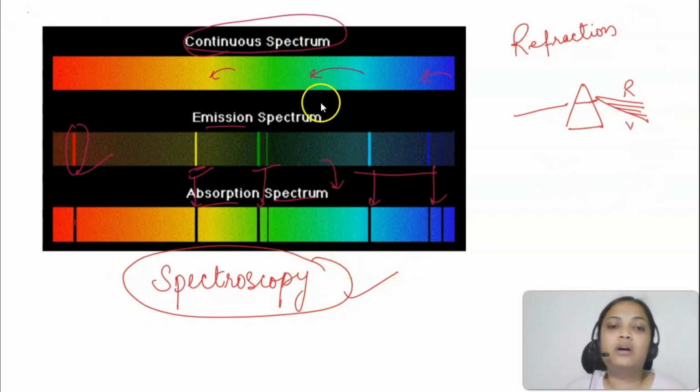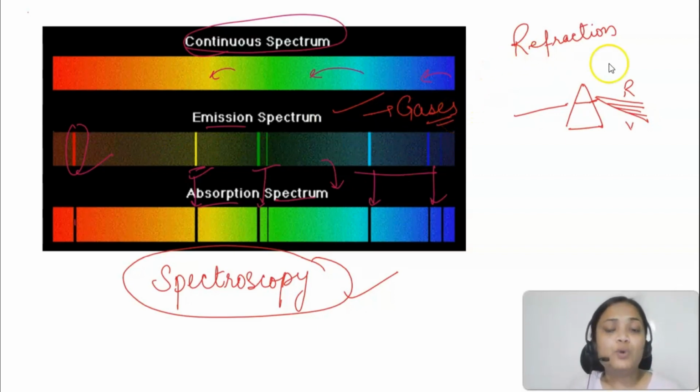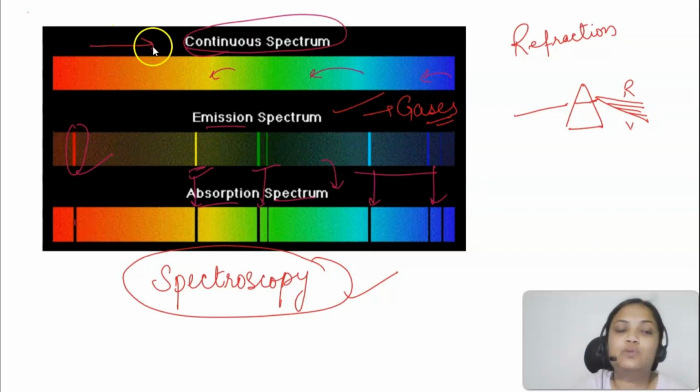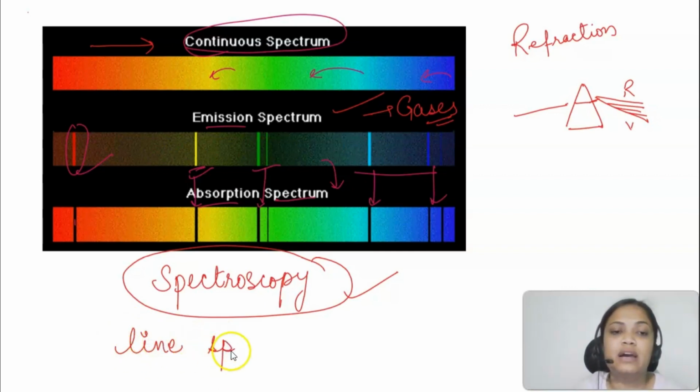Now if I talk about the emission spectrum in the case of gases, because now we are going to talk about hydrogen, which is a gas. In the emission spectrum of a gas, students, gases do not show a continuous spread of wavelength, but they emit light at certain points only, at certain wavelengths only. Then we call it a line spectrum or line spectra.